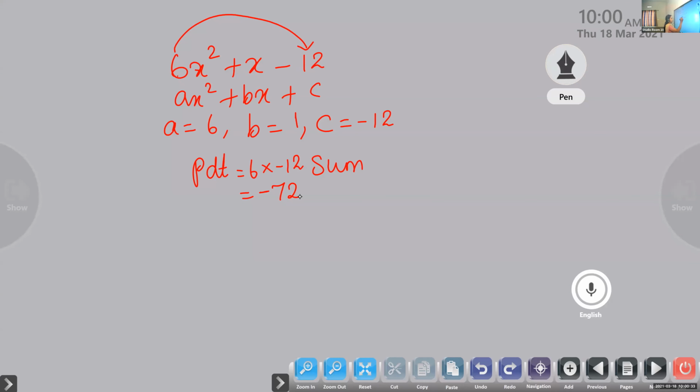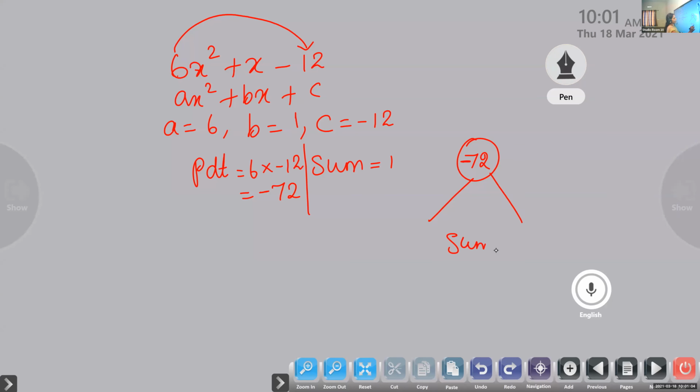And what is the sum? Sum is, Aman, 1. Sum is 1, the coefficient of x. Very good. Product is negative 72 and sum is 1. So the product is negative 72 and we want the sum as 1.